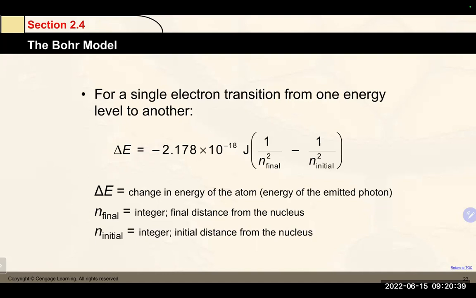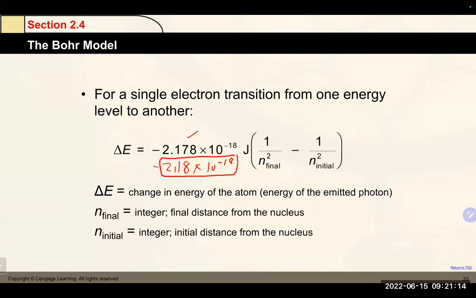We could also calculate the energy associated with the transition of an electron from one energy level to the next, and we could use this equation here. That delta E is the change in energy as an electron goes from one energy level to the next. It is equal to minus 2.178, though personally, I go with minus 2.18 as the number there, times 10 to the minus 18. So if you want to do a little rounding, you can.